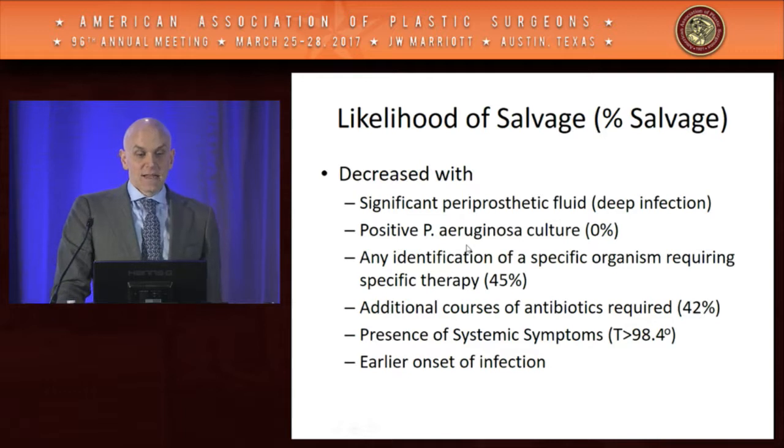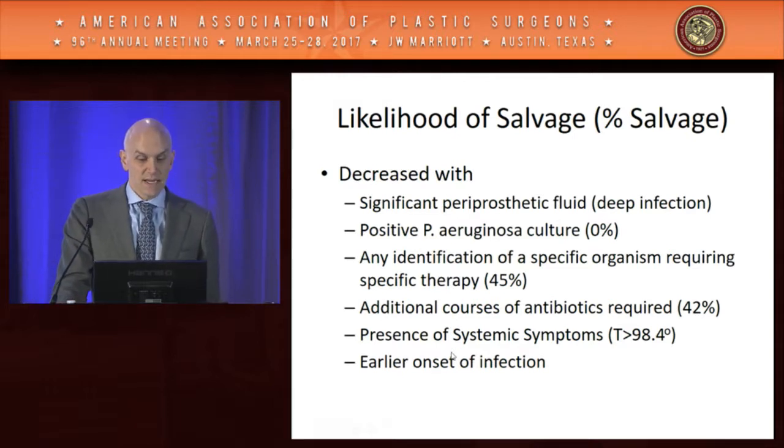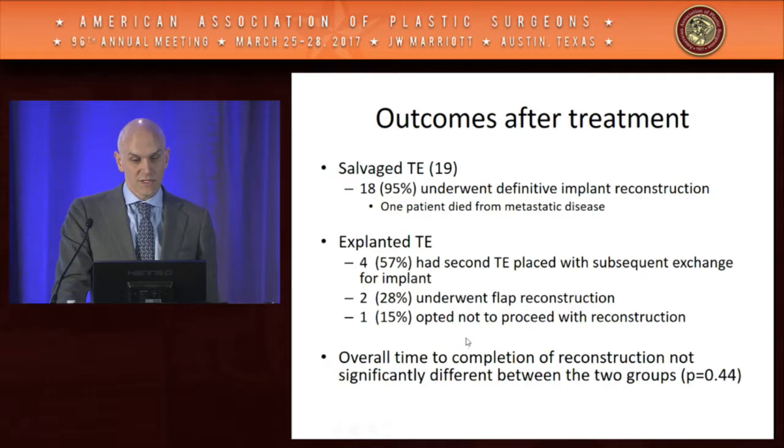placement. Likelihood of salvage was decreased with significant periprosthetic fluid, positive Pseudomonas aeruginosa culture, and that was a 0% salvage rate. Any identification of a specific organism requiring specific therapy, additional courses of antibiotics. So if after 2 weeks the patient persisted on empiric therapy, but there were still no culture results, they would be given a second course of treatment, and that was associated with the decreased salvage rate. Again, presence of systemic symptoms and earlier onset of infection following surgical placement.